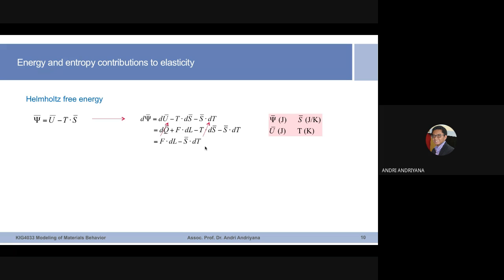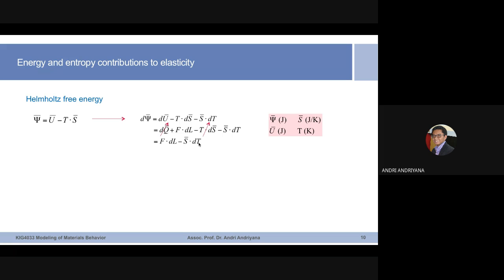The change of free energy is the sum of the change related to the change of deformation and the change of temperature. So when we deform the materials, the free energy changes. When we change the temperature of the materials, the free energy also changes. So it is a function of the change of length, which is deformation, and a function of the change of temperature. Now, what happens if I focus on certain specific situations?